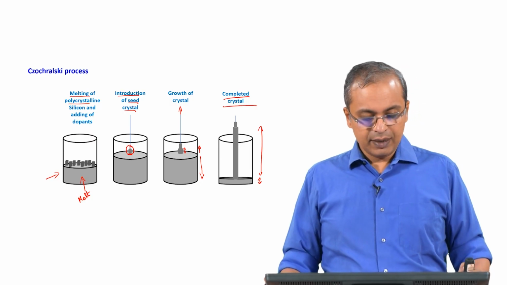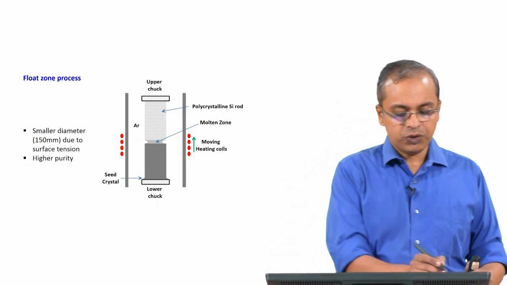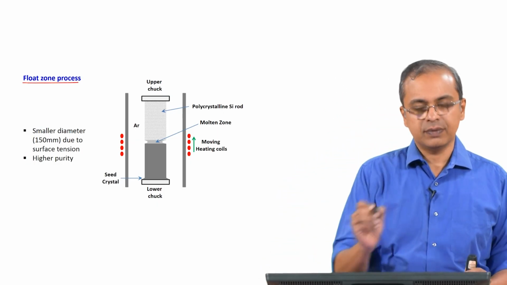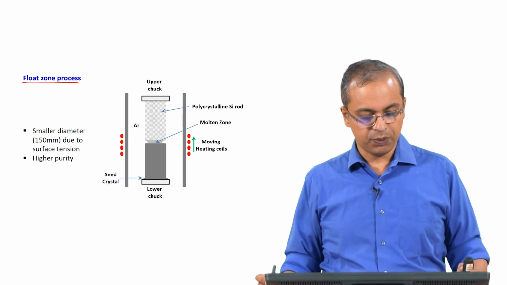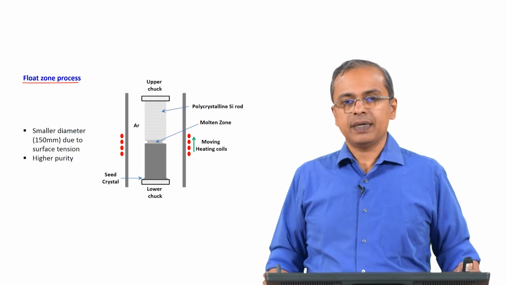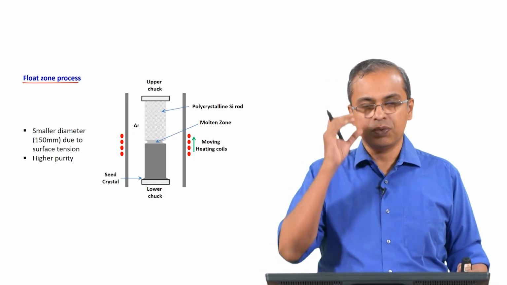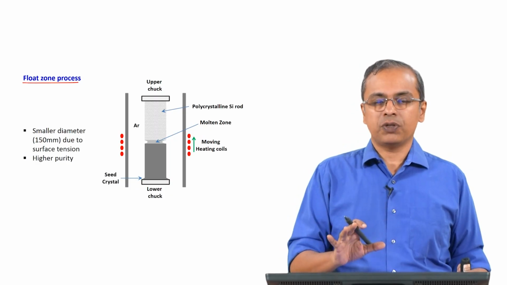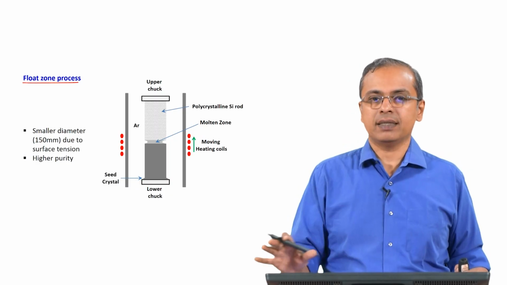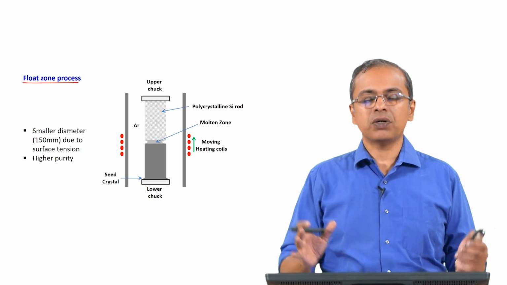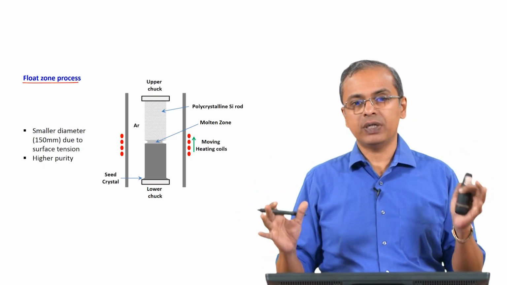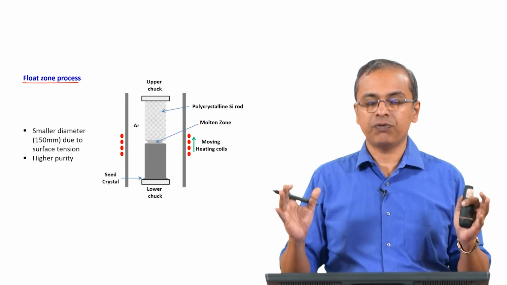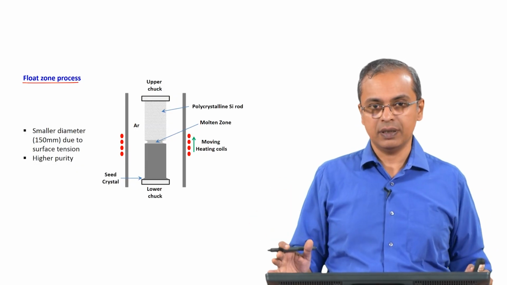The other process we have is called the float zone process. It has some advantages and disadvantages over the Czochralski process. The first thing is that in the float zone process we do not melt the entire silicon. We do not start off with a container full of molten silicon; that is not our starting point.